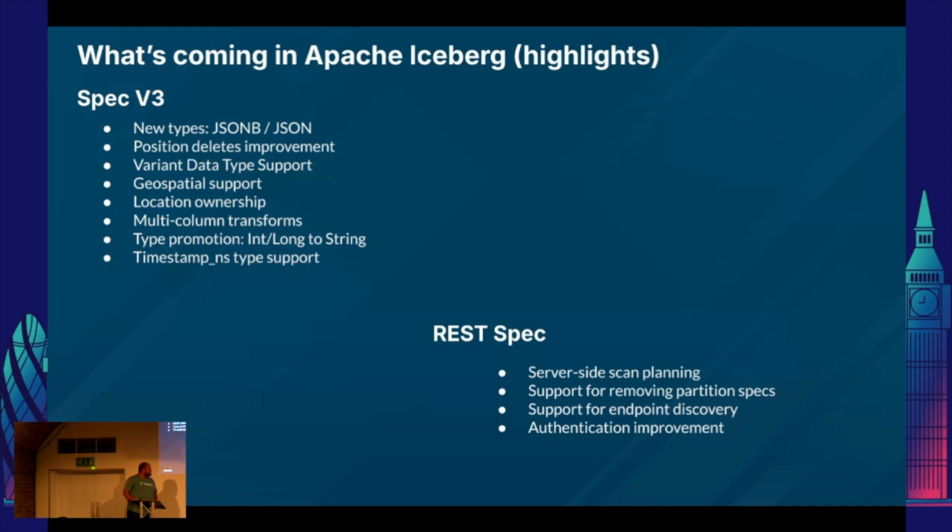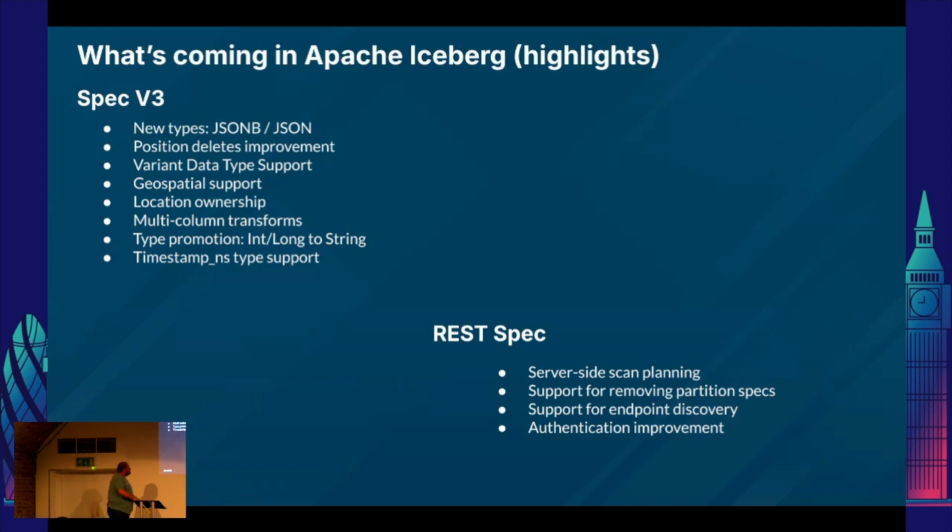Removing partition stats has been added, endpoint discovery, so it means that each catalog can add new endpoints, and these endpoints are automatically returned to the engines, and the engine can react, okay, I have this endpoint for this catalog, so I'm gonna use it or not, and I'm gonna use another path. So that's something that we added recently. Authentication improvement, we want to extend with OIDC, for instance, and stuff like that. So there are new authentication improvements.